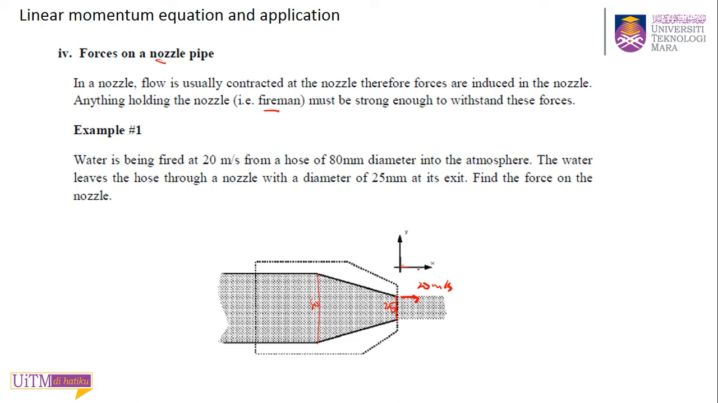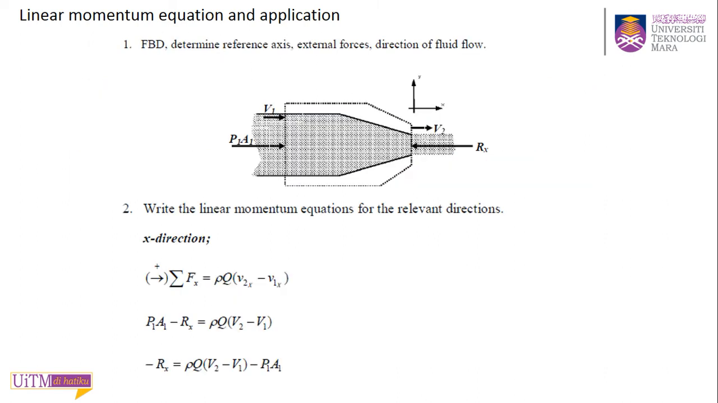They label the reference axis here: to the right is positive, upward is positive. Then you have your V1 coming in, and you have your P1A1. And you have your V2 coming out, and you have your reaction force against this. Even though the reference axis to the right is positive, logically the force must act against that to hold the nozzle. So the resultant force normally we think is to the left.